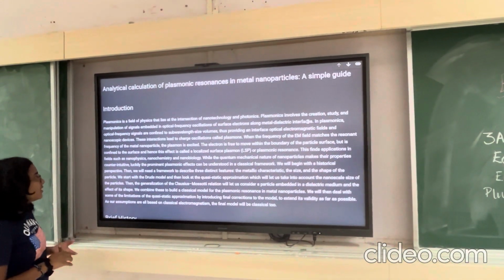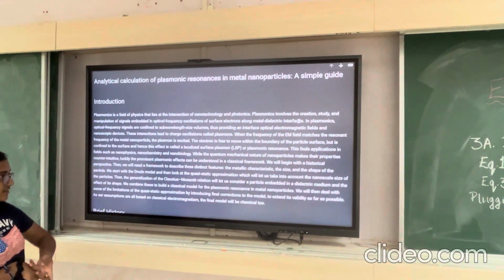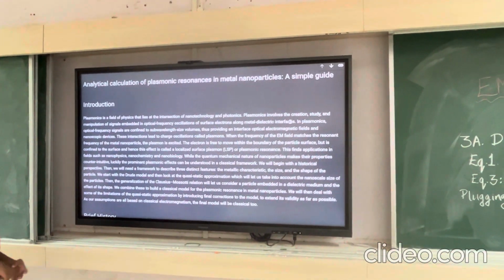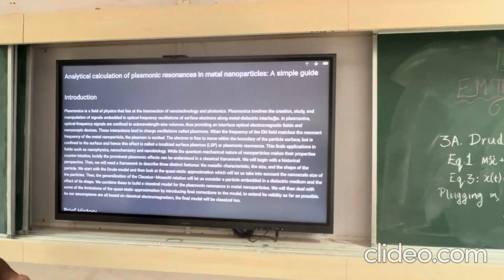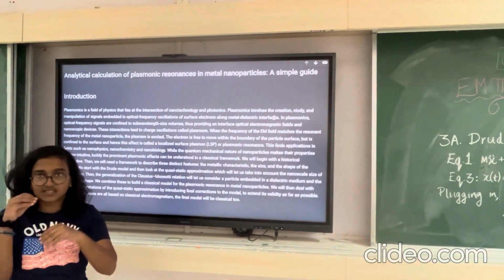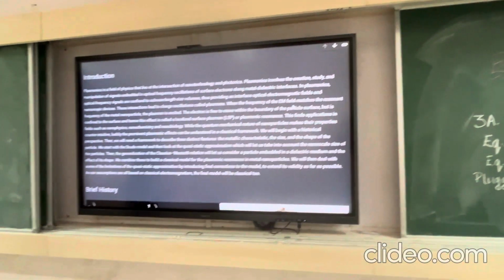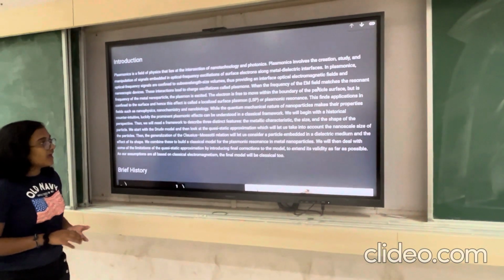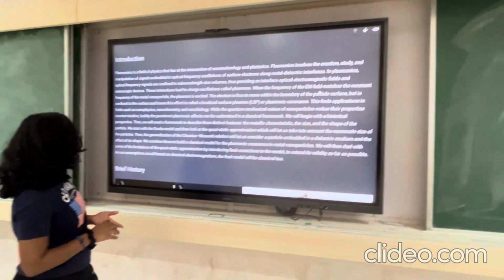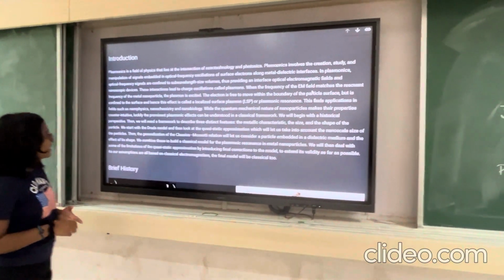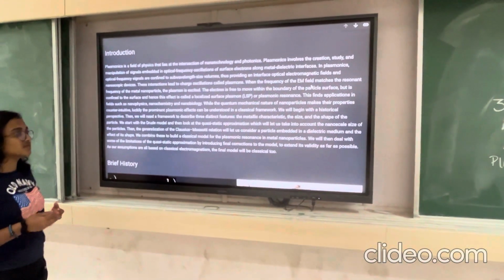Then we will need a framework to describe three distinct features: the metallic characteristic, the size and the shape of the particle. We will start with the Drude model, then look at a quasi-static approximation, which will let us take into account the nanoscale size of the particle, and then we will use the generalization of the Clausius-Mossotti relations, and this will let us consider a particle embedded in a dielectric medium and the effect of its shape. And finally, we will combine these to build a classical model for the plasmonic resonance in metal nanoparticles.